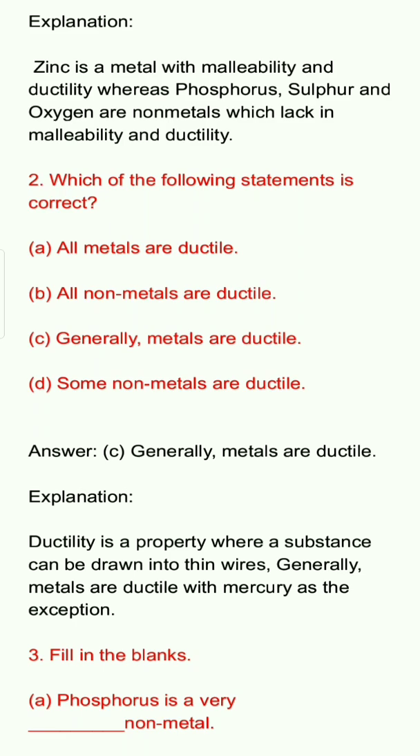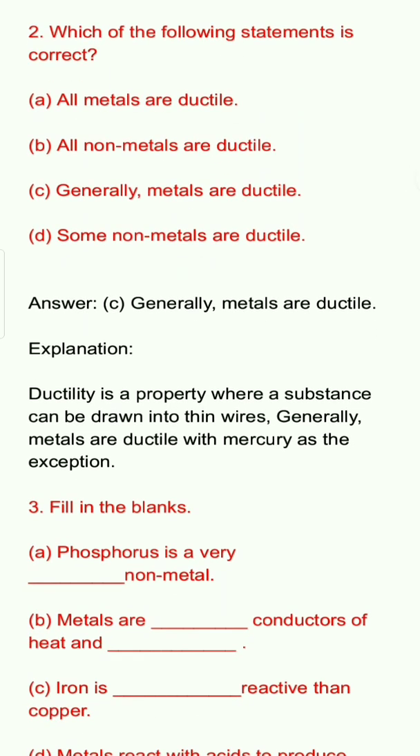Answer C. Generally metals are ductile. Explanation. Ductility is a property where a substance can be drawn into thin wires. Generally, metals are ductile with mercury as the exception.